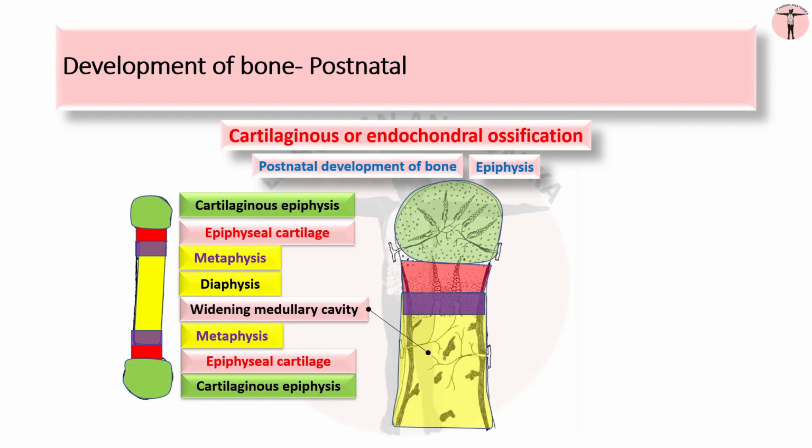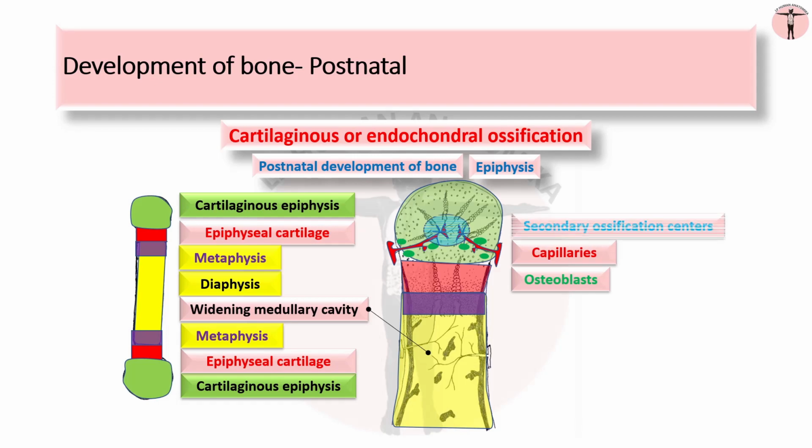Before birth, the epiphysis remains as cartilage and it starts developing as bone after birth. After birth, capillaries and osteoblasts will migrate into the epiphysis and create new centers of ossification called secondary ossification centers at the ends of long bones, forming the epiphysis. The cartilage of the epiphysis undergoes the same sequence of events as in the diaphysis.